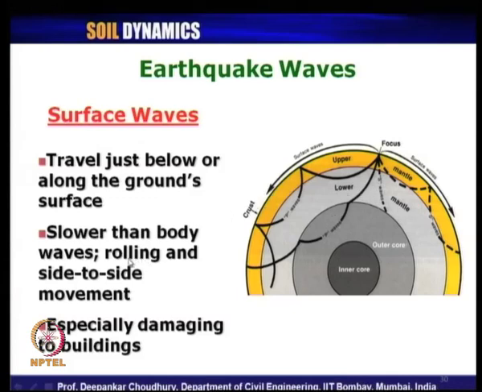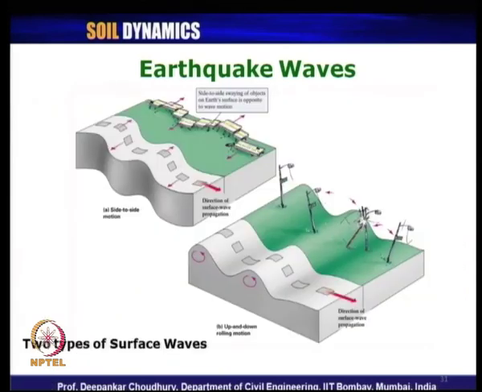And what are the effects of them? They cause rolling and side to side movement of the particles. When the surface wave travels, the particles either roll or move side to side, and these are especially damaging to buildings constructed on the ground surface. So, these are the two types of surface waves. You can look here.